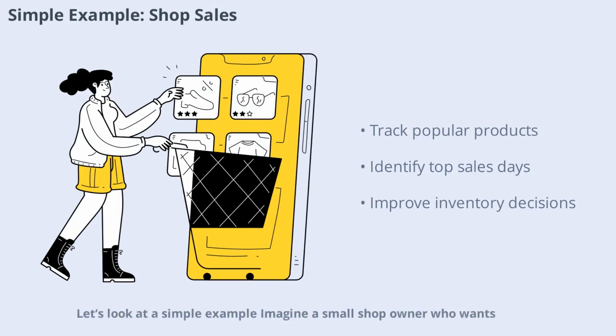Let's look at a simple example. Imagine a small shop owner who wants to know which products are the most popular. By analyzing sales data, the owner can see which items sell the most and on which days sales are highest. This information helps the shop owner make better decisions about inventory and promotions, ensuring that popular products are always in stock and sales continue to grow.